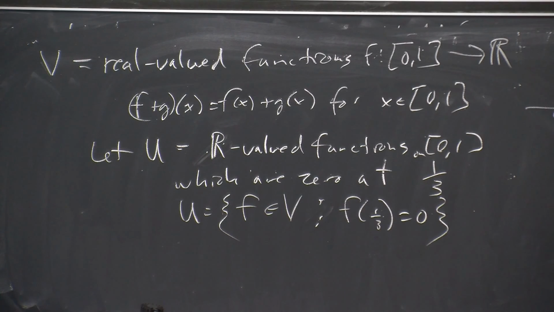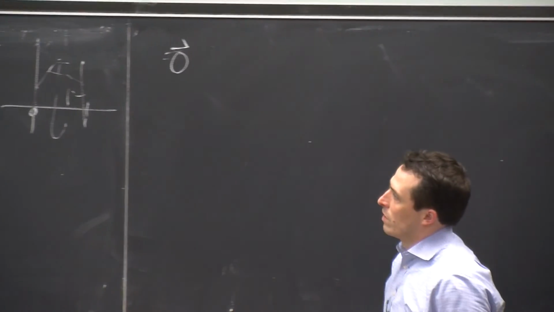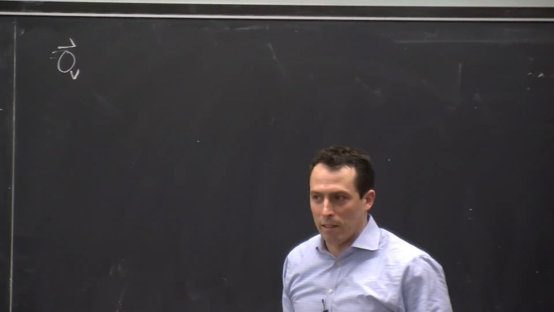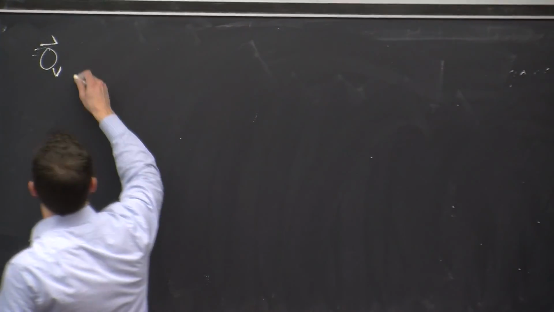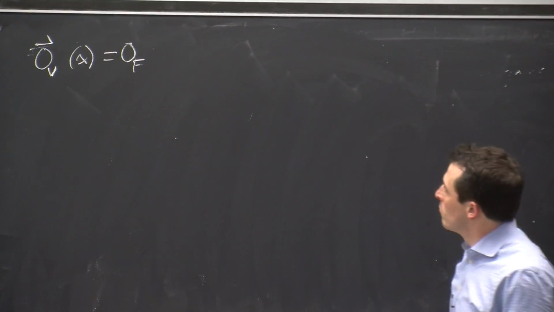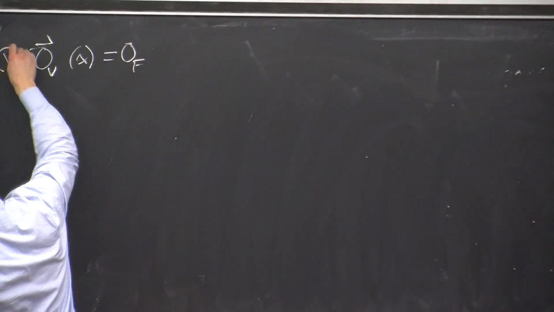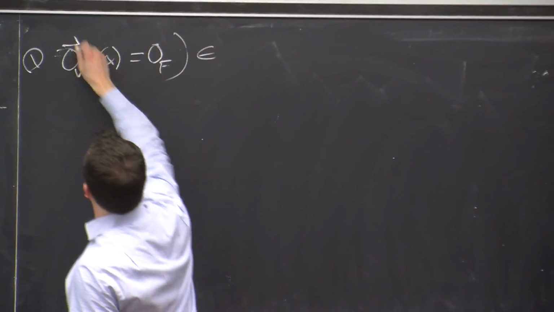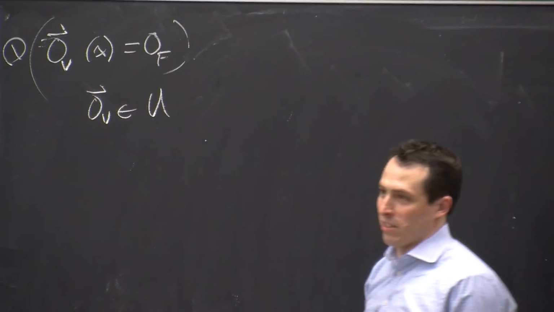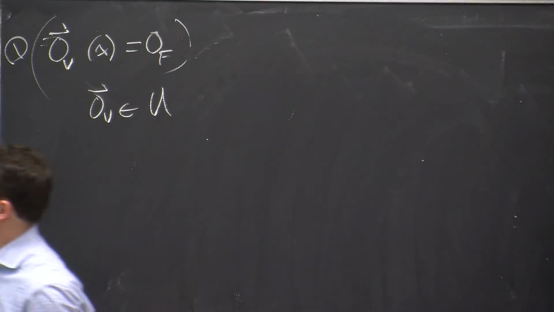So we have to prove these three things again. First of all, the 0. The 0 vector in V is that special function which is constant, which is always 0. It's just the function, no matter what x I put in, I get out 0. Certainly, this function, let's say it this way, 0_V is in U. It's 0 at 1/3. So it satisfies this condition.